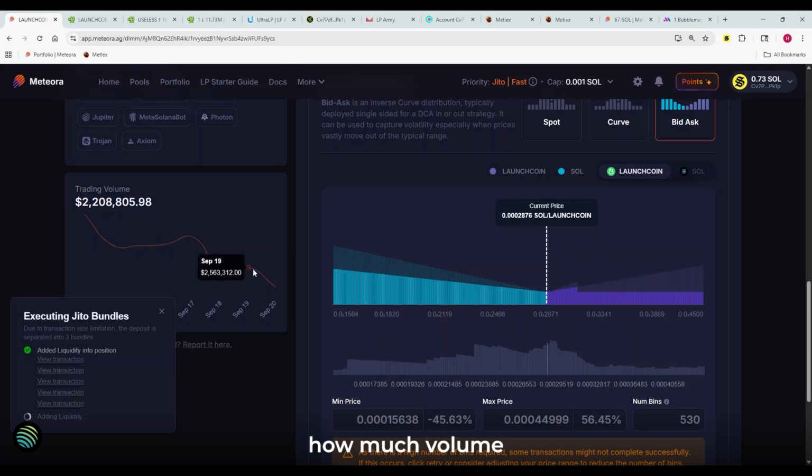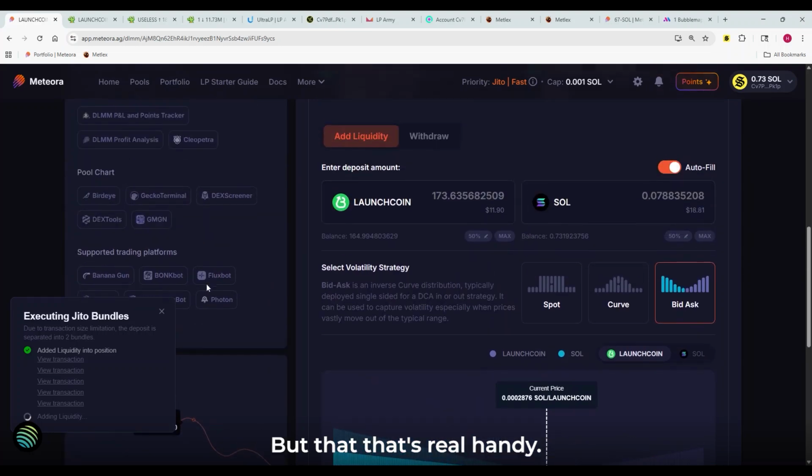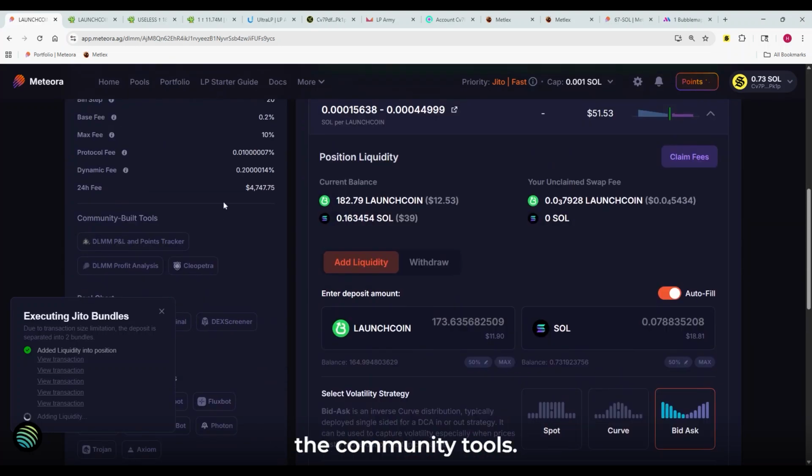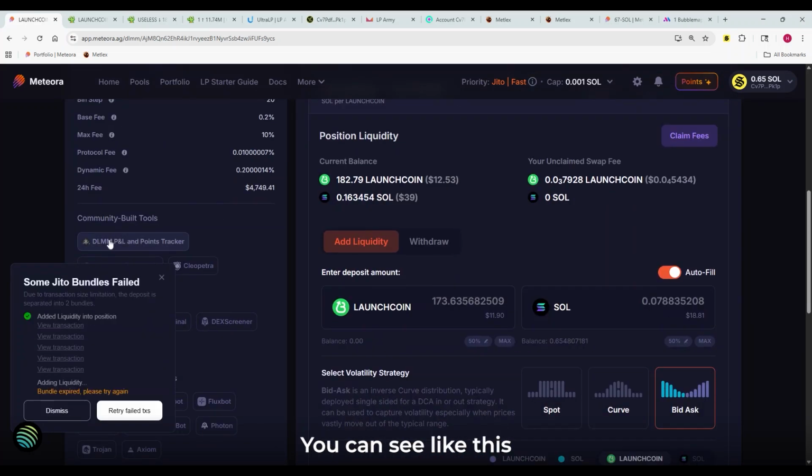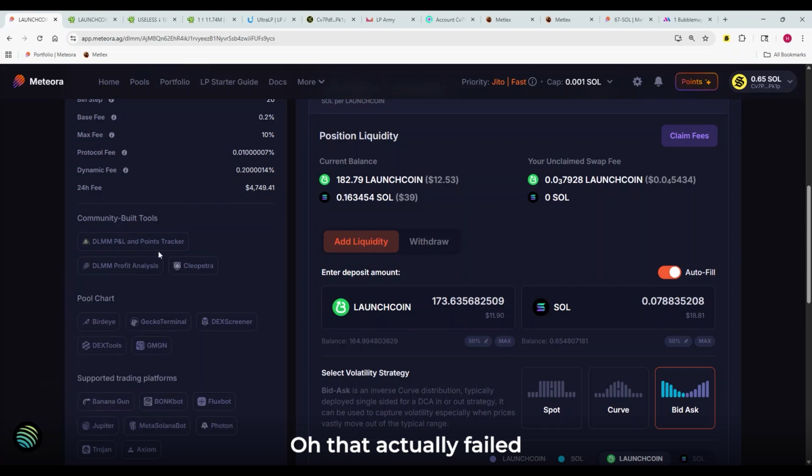You could just see how much volume has come through here in that amount of time. That's real handy. And we talked about here the community tools. You can see this right here. Oh, that actually failed. This here is a link to Metlex, and this here is a link to a profit analysis tool by GeekLad. We'll talk about that one a little later.